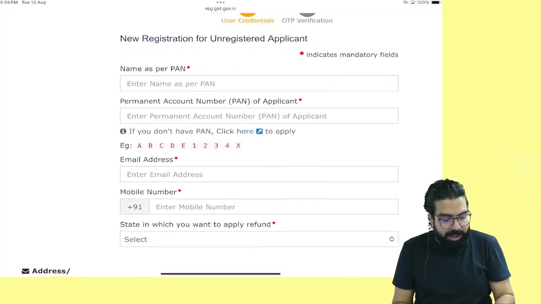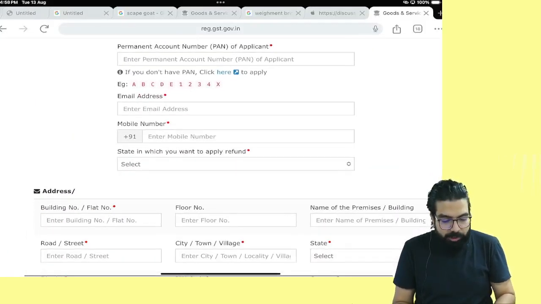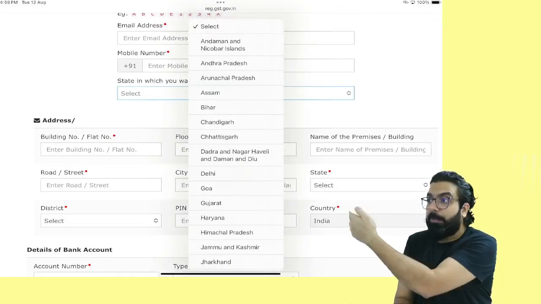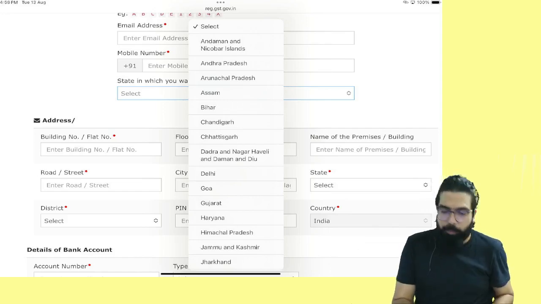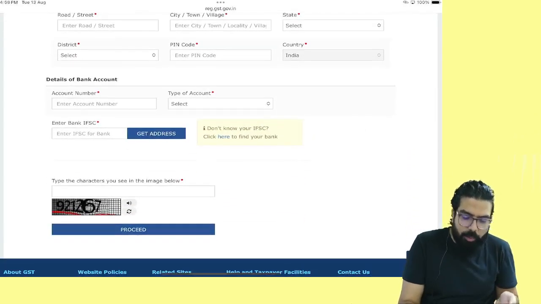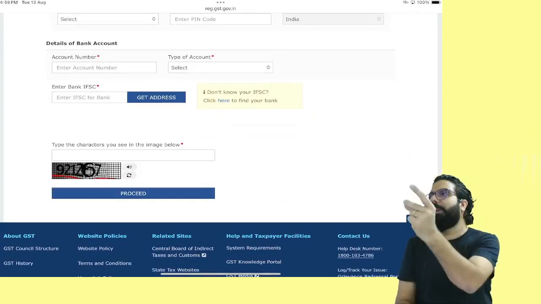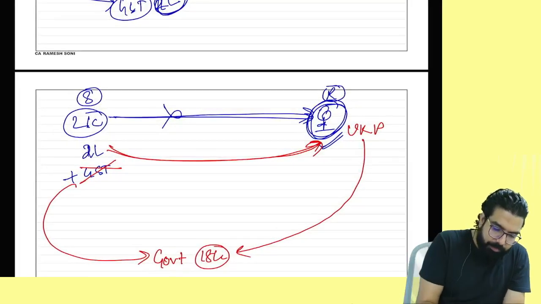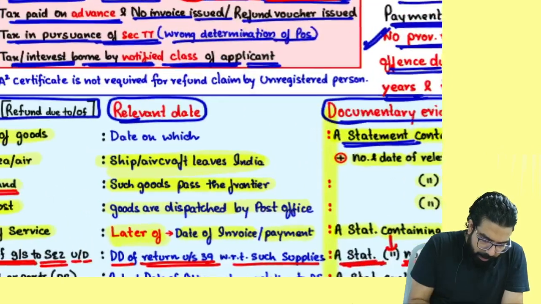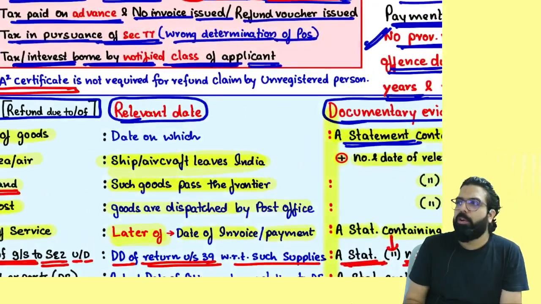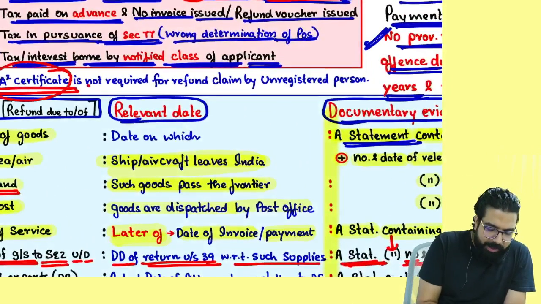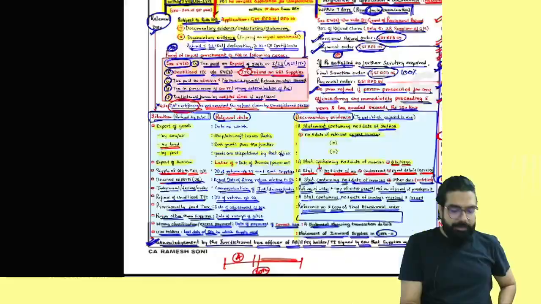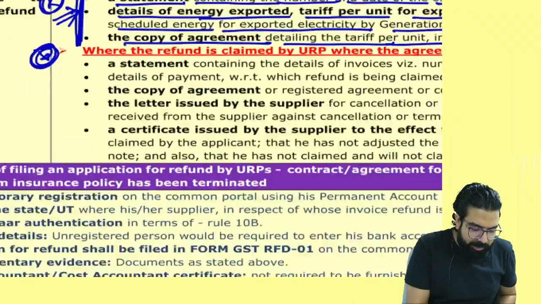Proceed over here. They will ask your PAN number and all the details. They will ask you in which state you want to apply for the refund. The state where your supplier is registered, that state you have to put. You have to put your details and your bank account. Proceed and the money will be given in your bank account. And you know what, everyone? If an unregistered person is applying, the government has told that a CS certificate is not required for a refund claim by an unregistered person. Everyone over here, in the next page, see.